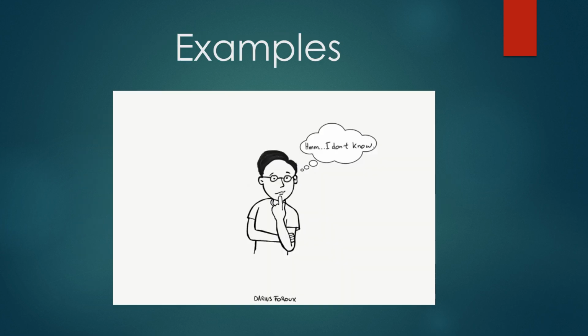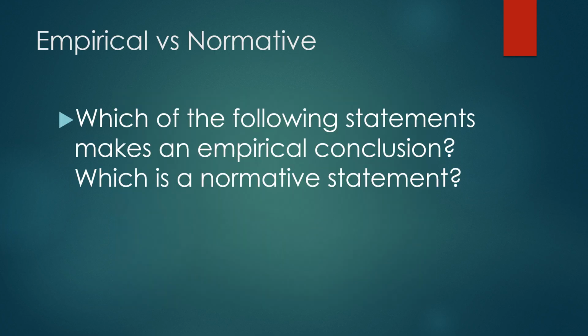So let's end today's short lecture with some examples. The first one is empirical versus normative, and see if you all can tell the difference. The question is, which of the following statements makes an empirical conclusion and which one is a normative statement? All right, so I hope everyone has their thinking caps on because you're about to have a little bit of an oral quiz.